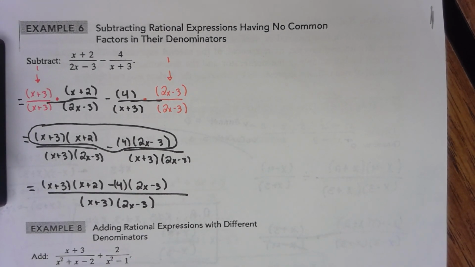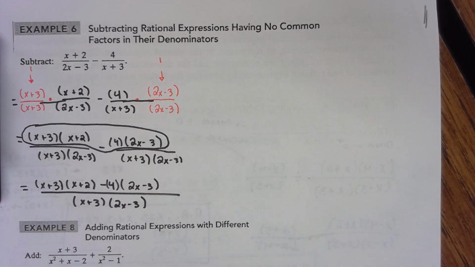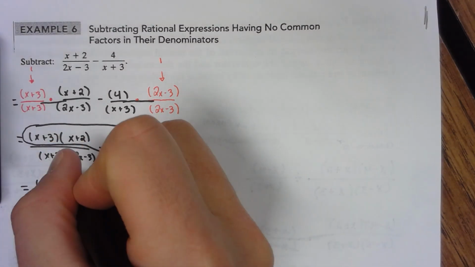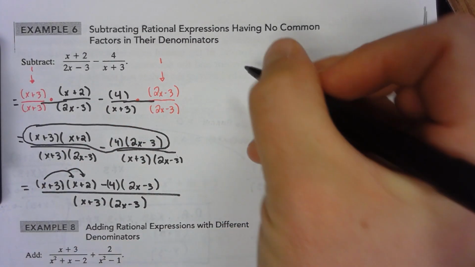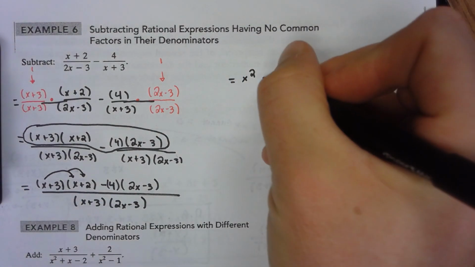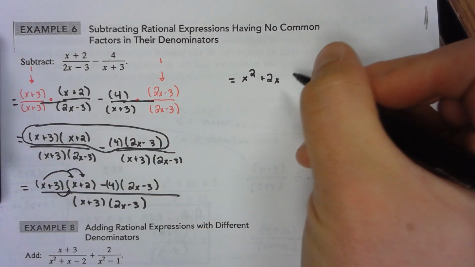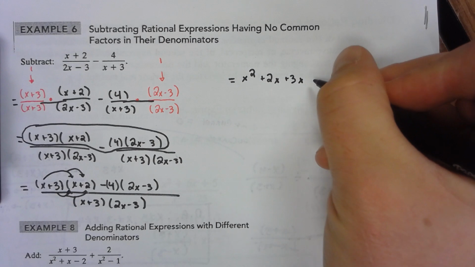And now the numerator needs simplified. Okay, so we've at least been able to add the fractions. Now our task is to simplify the single expression we have. This x plus 3 and x plus 2, they're going to get FOILed. So I'm going to do x times x. That gives me x squared. x times 2, that's 2x. 3 times x is 3x. And then 3 times 2 is 6.